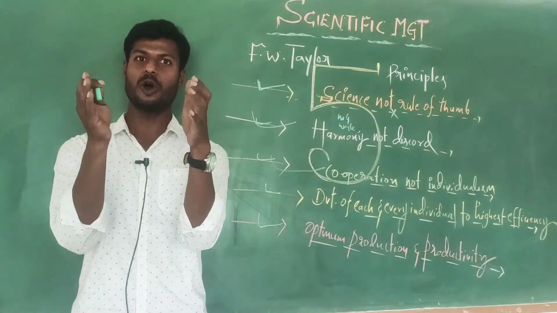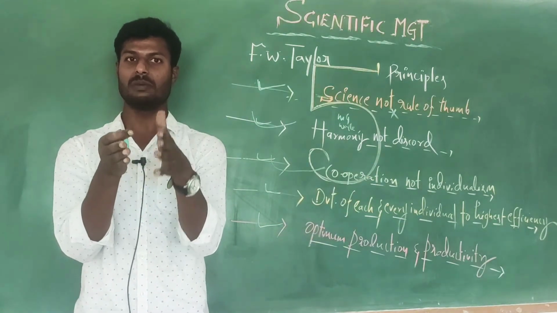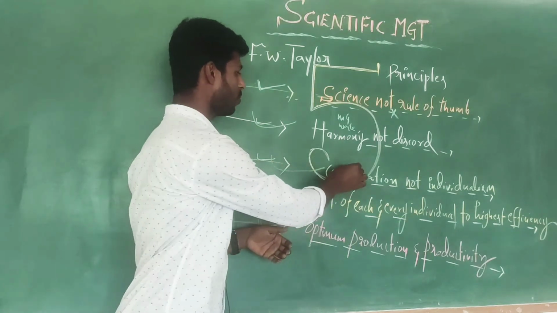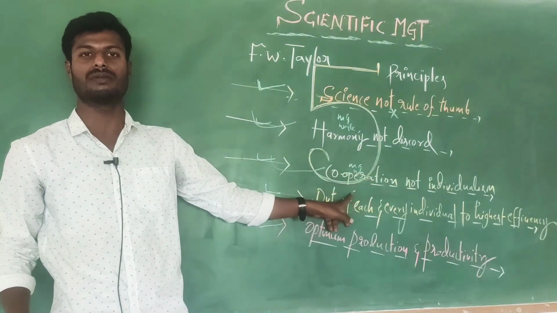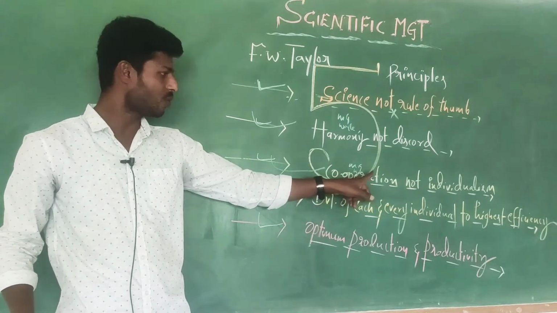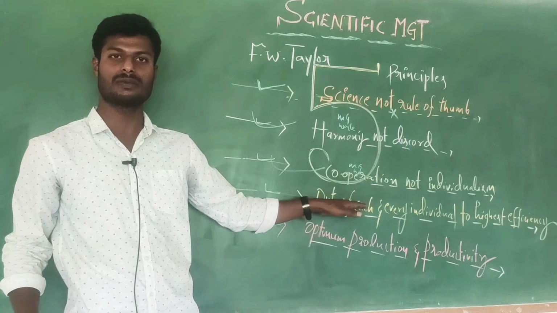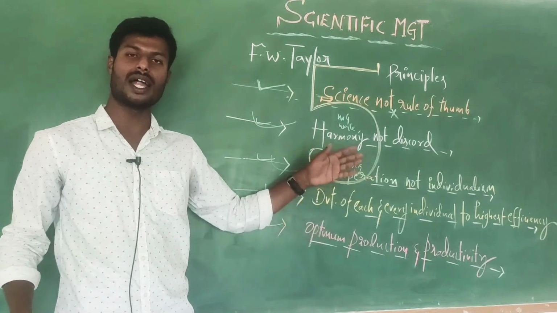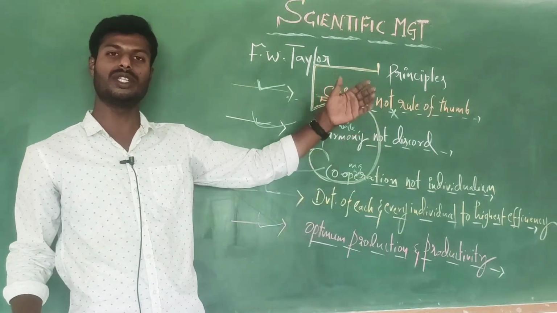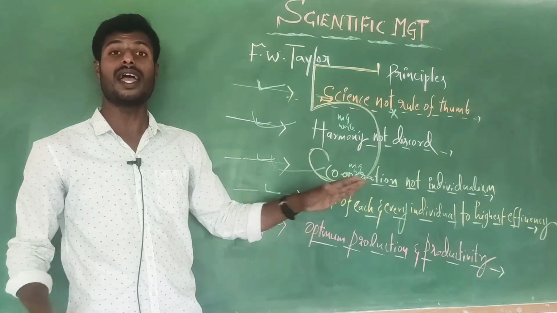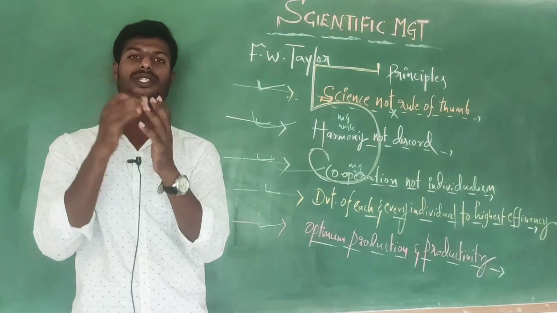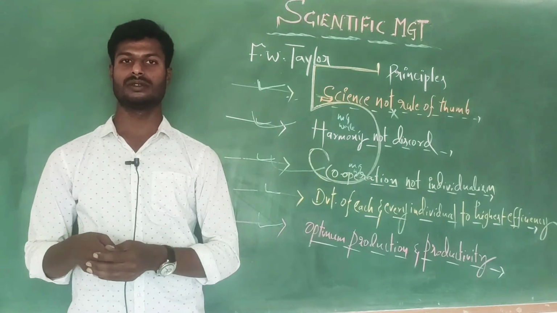Next one is cooperation, not individualism. Good cooperation and good communication between the management and workers. Management should give certain instructions, orders, rules and regulations to the employees. At the same time, employees must give their opinion and suggestions to the management. Good cooperation. And competition should be replaced with cooperation among workers and the management.